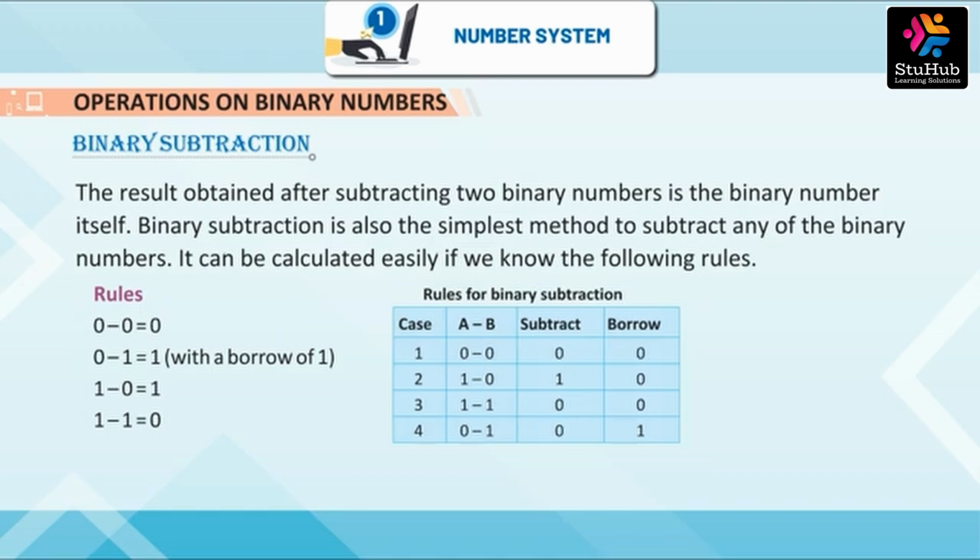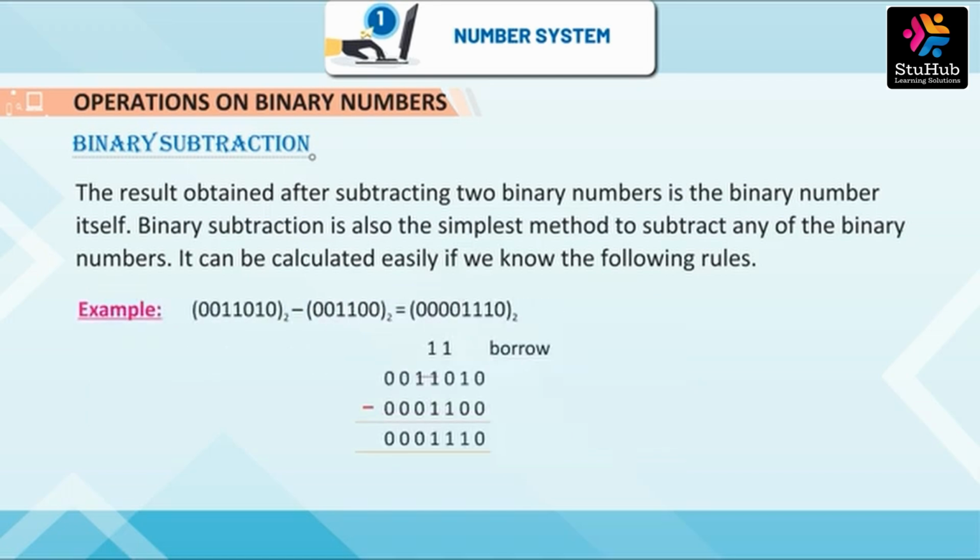Rules for binary subtraction. Case 1: A minus B. 1. 0 minus 0: subtract 0, borrow 0. 2. 1 minus 0: subtract 1, borrow 0. 3. 1 minus 1: subtract 0, borrow 0. 4. 0 minus 1: subtract 0, borrow 1.